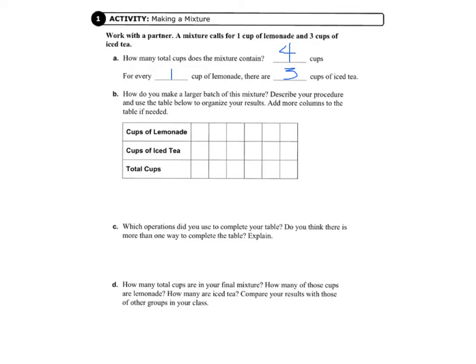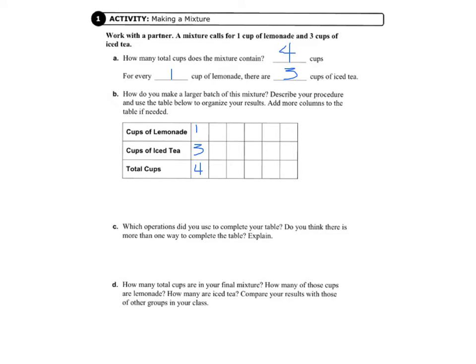Let's look at letter B. It says, how do you make a larger batch of this mixture? Describe your procedure and use the table below to organize your results. Add more columns to the table if needed. So if we're going to use 1 cup of lemonade, we would put 1 here, and that goes with 3 cups of iced tea, which gives us a total of 4 cups.